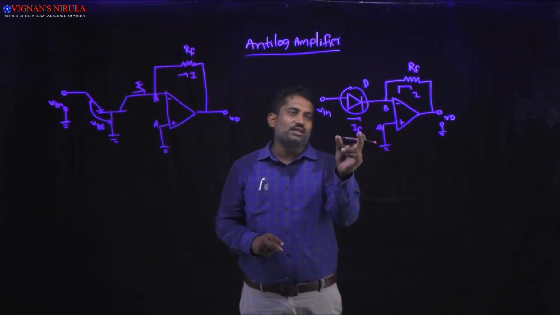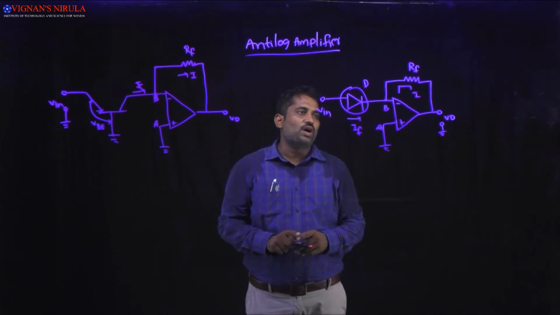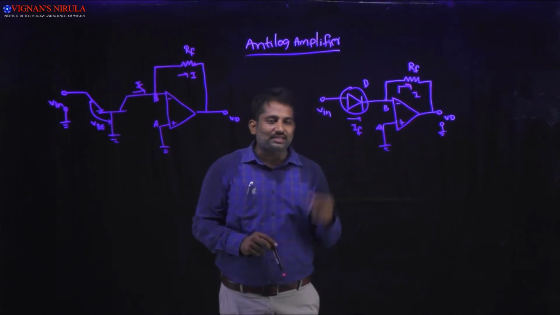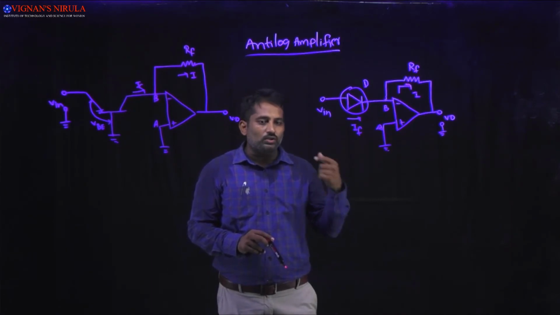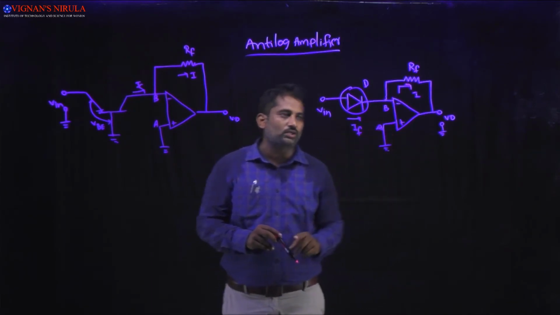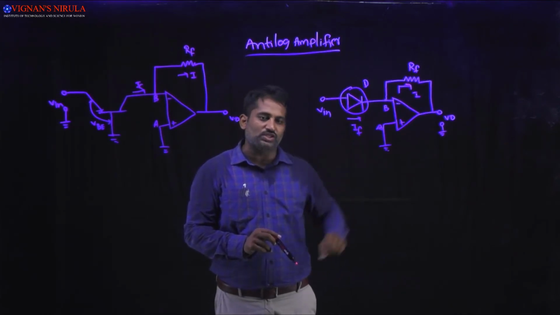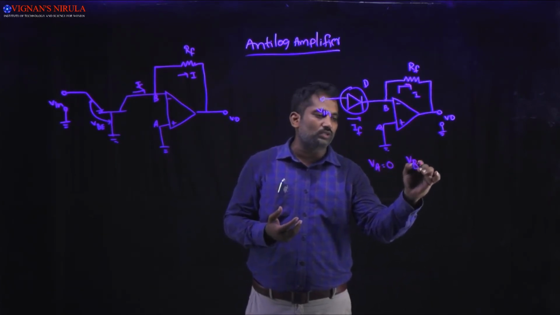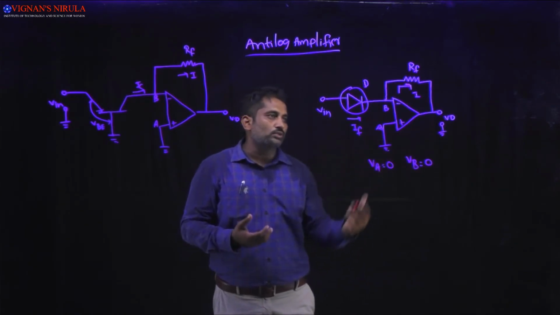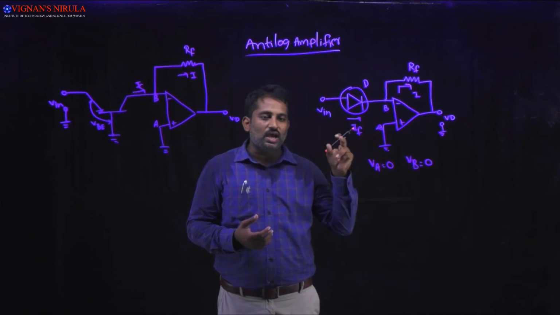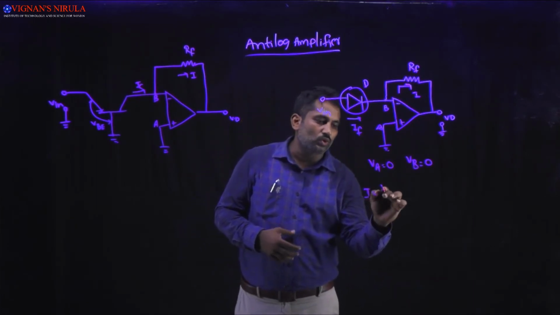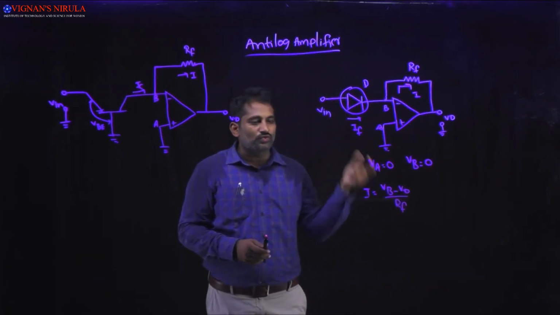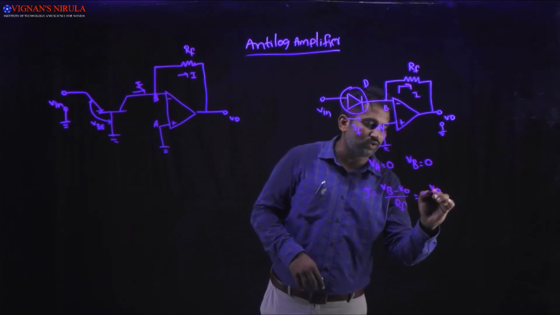Here the current passing through the diode is IF, and the current passing through the feedback path is I, and the node A is connected to ground. So obviously, according to the virtual ground concept, the node B is also at virtual ground position. So if VA is equal to 0, from the virtual ground concept, VB is also equal to 0. First, I am going to calculate I by using Ohm's law. I will be equal to VB minus V0 divided by RF. Here VB is equal to 0, so we will get I equal to minus V0 divided by RF.